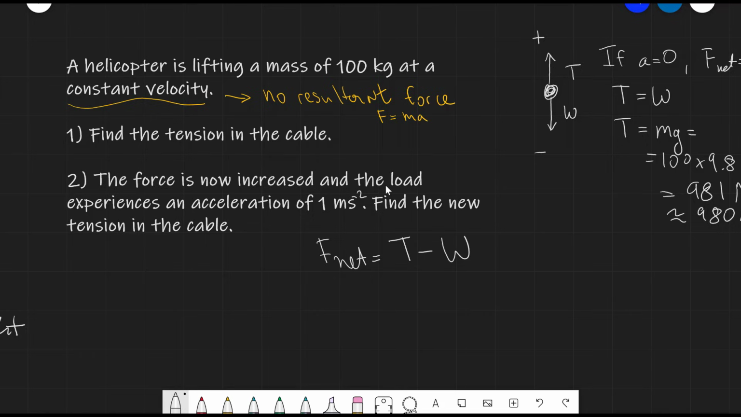So the net force is equal to T minus W. Remember that the net force is also equal to ma, so mass times acceleration is equal to T minus W. Therefore the tension T will be equal to ma plus the weight.